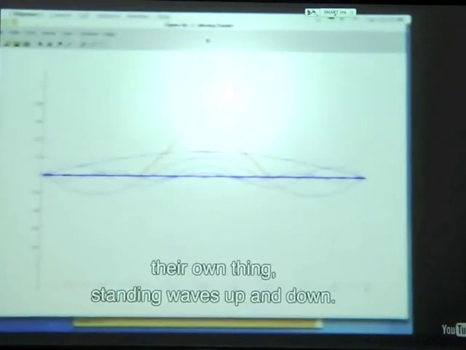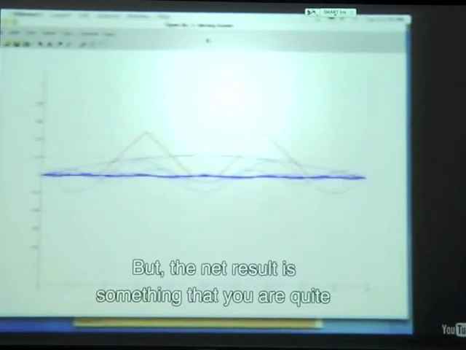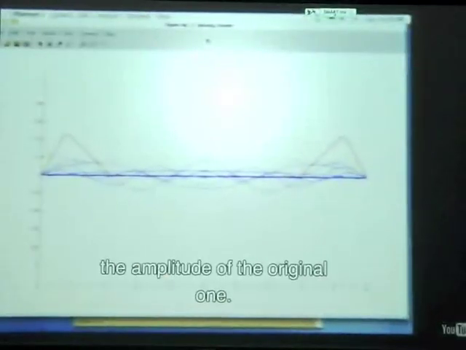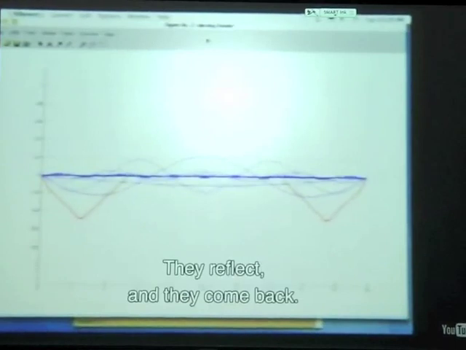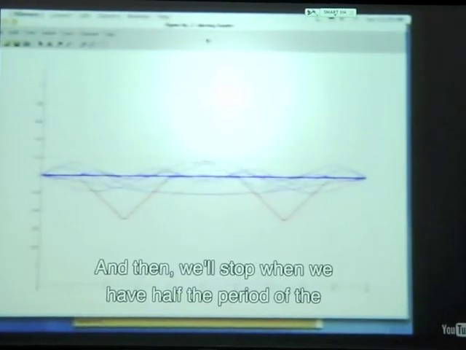There you see the triangle, and the blue lines are the Fourier components. They are each doing their own thing, standing waves up and down. But the net result is something that you're quite familiar with. You see two pulses with half the amplitude of the original one. They move each to their own side, they reflect, and they come back.